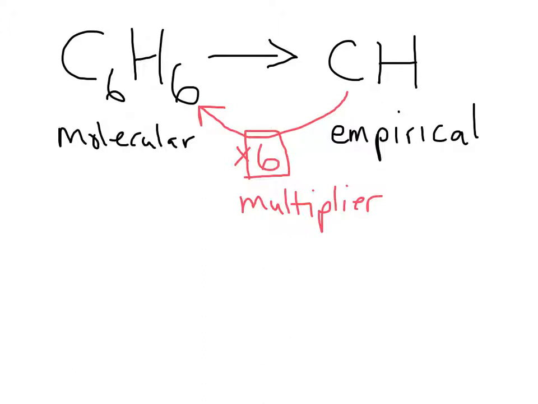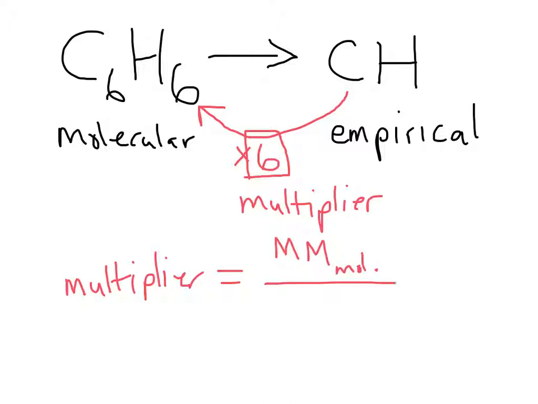The equation that we give to the multiplier is the molar mass of the molecular formula divided by the molar mass of the empirical formula. And this should almost always be a whole number, or at least really close to a whole number. Therefore, if you do this calculation and you don't get a whole number, you probably did something wrong someplace.